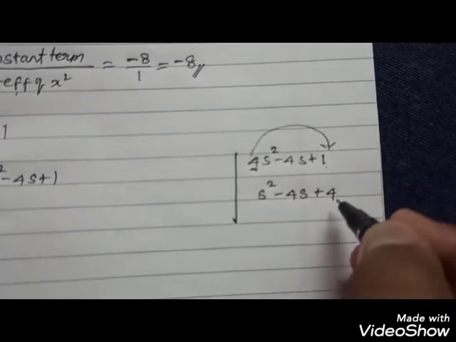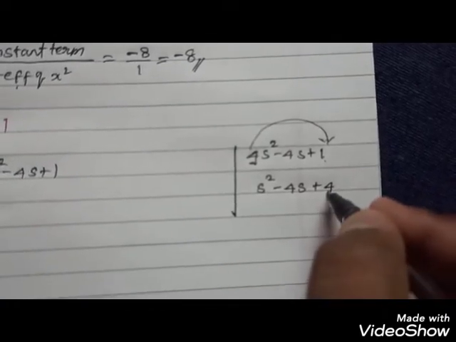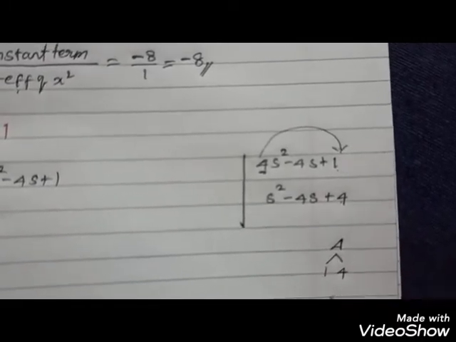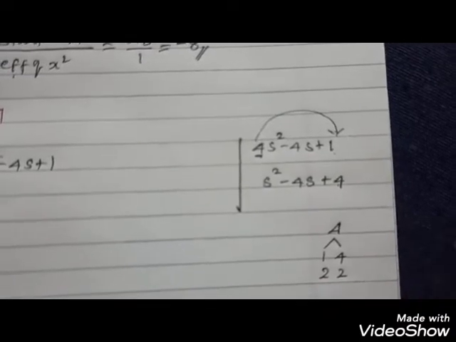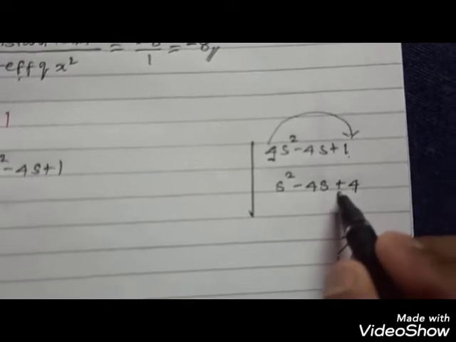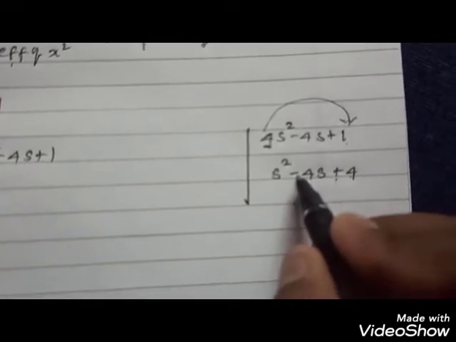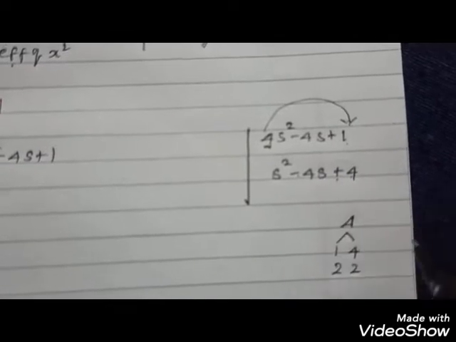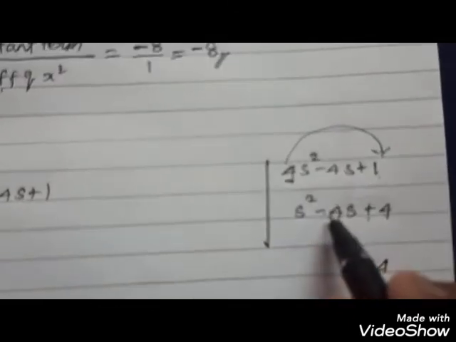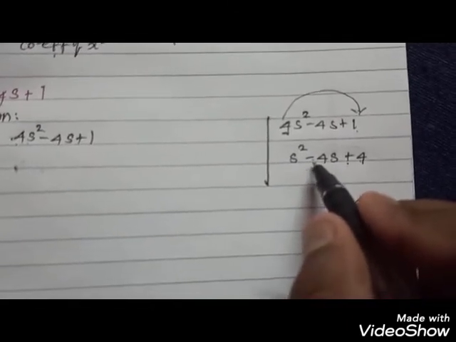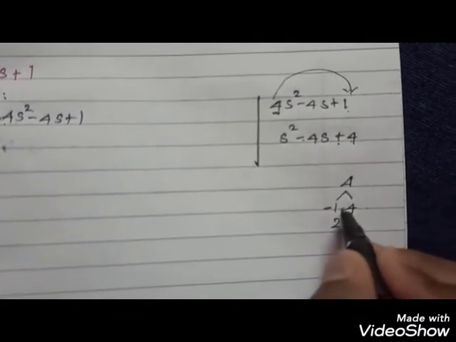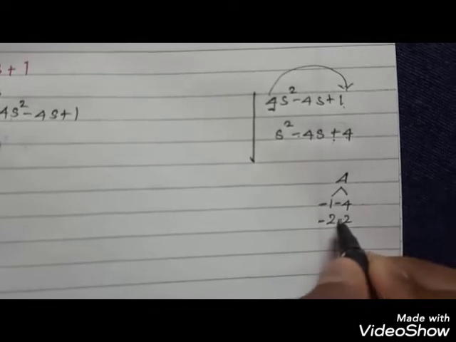Now the only thing you need to find out is the factors for 4. 1 into 4, 2 into 2. So these are the factors. Another thing, this one has a plus and this one has a minus. So the product getting plus means both are plus or both are minus. But the second term becomes minus, so consider both factors are minus. Smaller value and larger value both are negative.